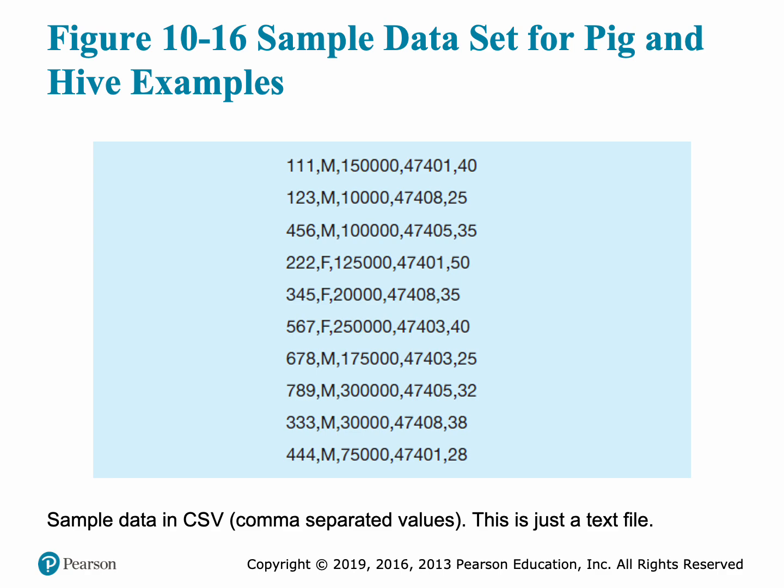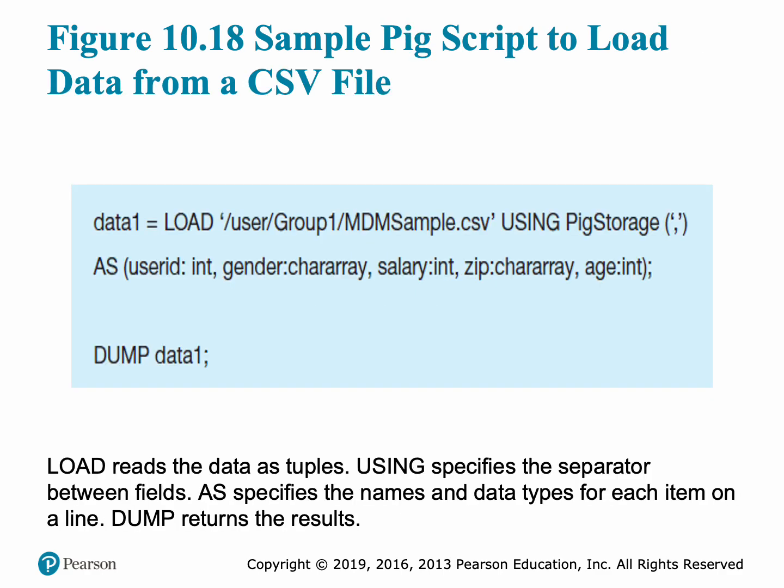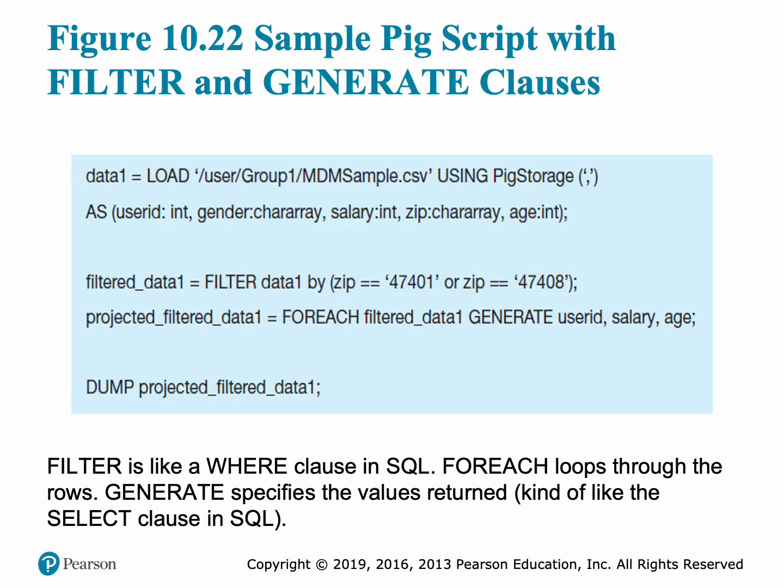This is an example of a sample data set for Pig and Hive examples. This is a sample Pig script to load data from CSV files. Data1 is equal to load, and then you have given all the things, and you're converting that into a table form, and then you dump data1, and that is where your data has been stored now. That's the sample Pig script with filter and generate clauses.